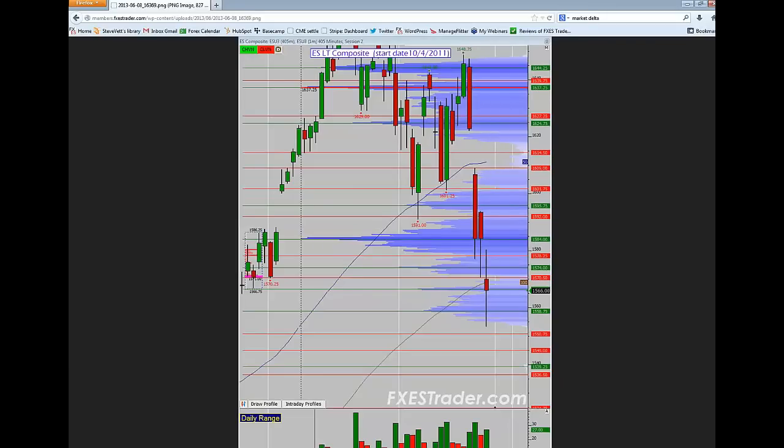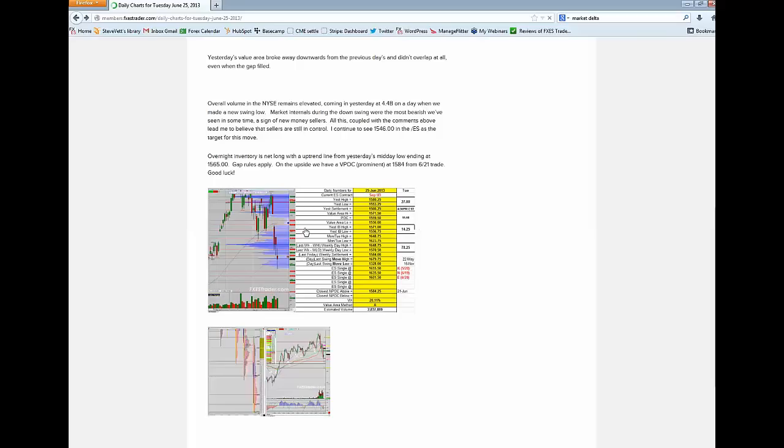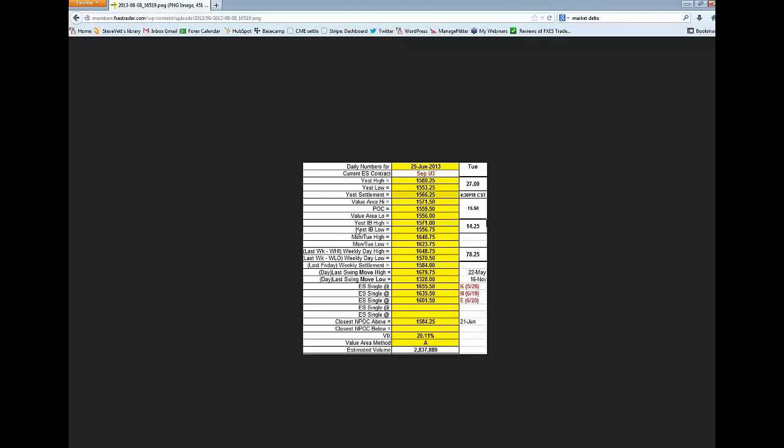I also walk through the actual numbers for the next day, so you can see for the June contract we go through the value area highs. We post what's called singles. These are places where other time frame players are present.